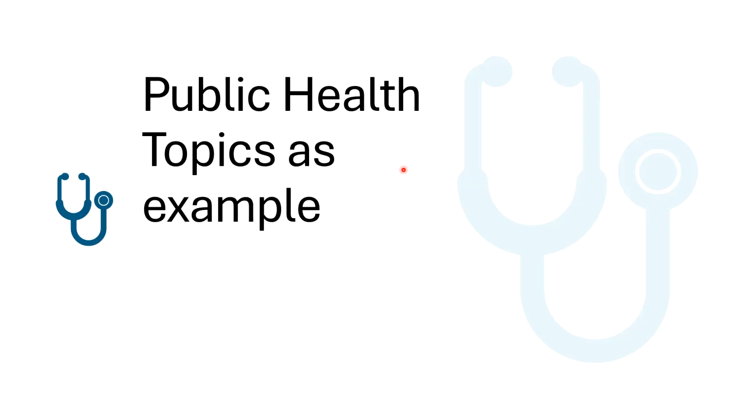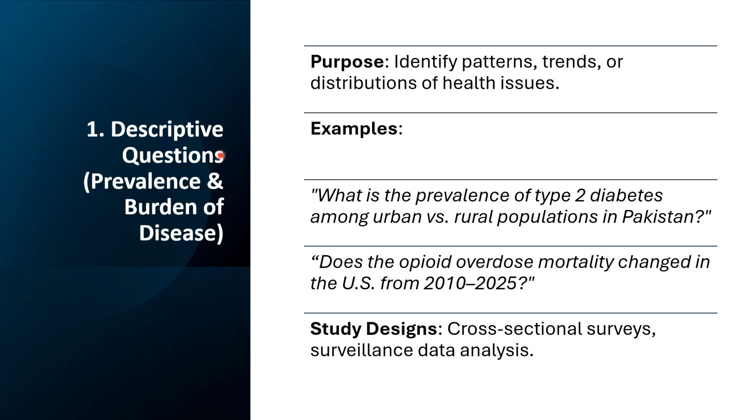So here I'm going to start with the example of public health topics for practice some research questions. So for descriptive questions, they are usually used in prevalence and burden of disease studies. The purpose is to identify patterns, trends, or distribution of health issues. Example could be, what is the prevalence of type 2 diabetes among urban versus rural population in Pakistan, and has the opioid overdose mortality changed in the US from 2010 to 2025?